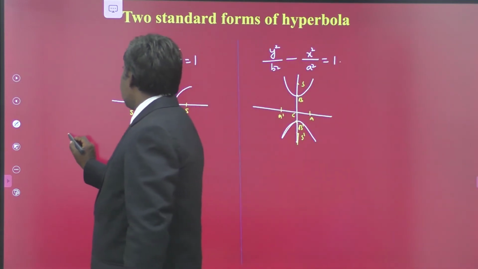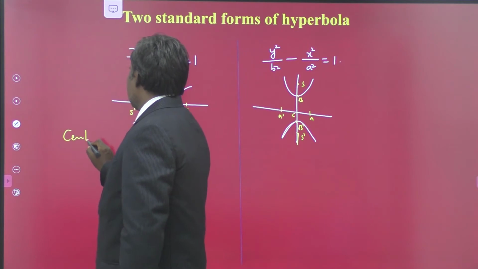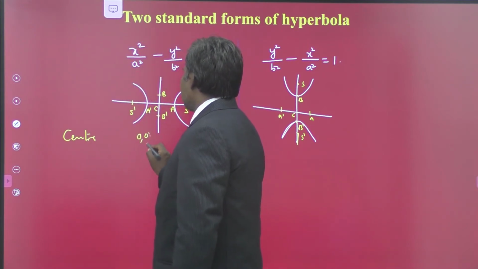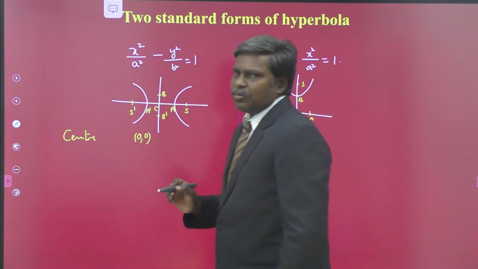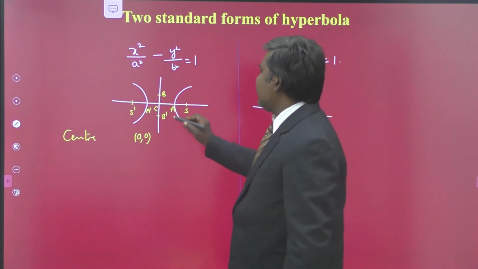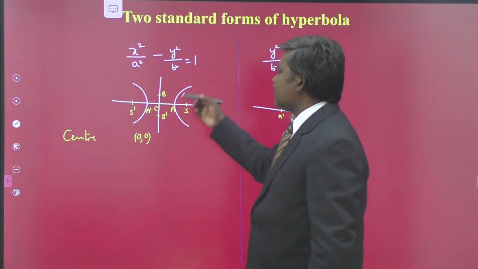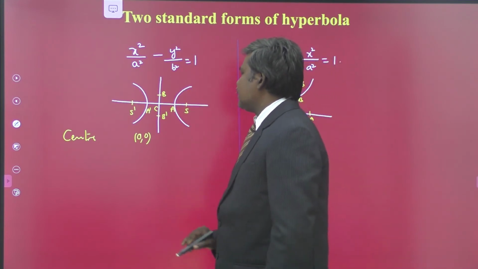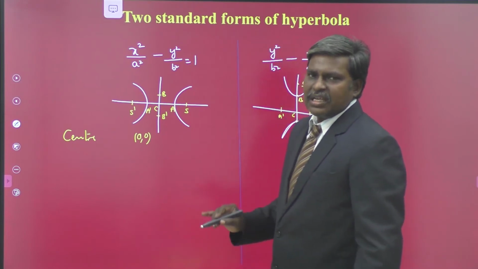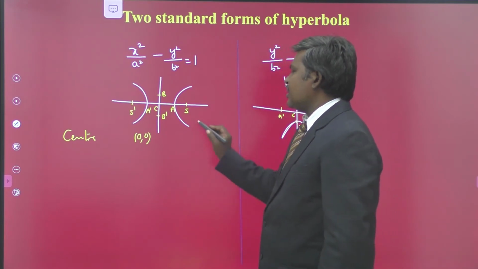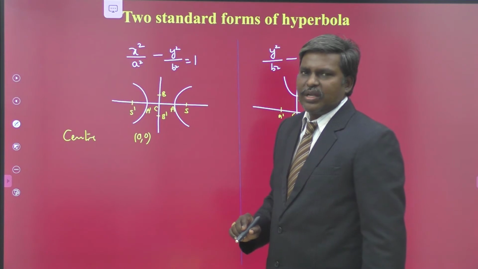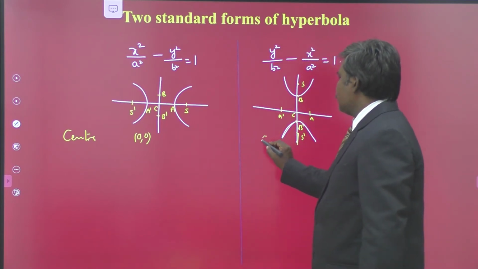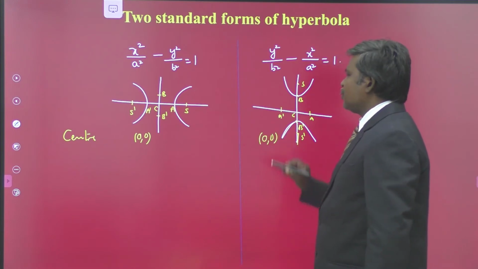Now let us write all these things. What is the center here? Center of the hyperbola is 0, 0, because the curve is symmetric about both the x and y axes, and any chord passing through the center C is bisected by C. So we take the center of the hyperbola as 0, 0. In the same manner, in the ellipse also, the center of the ellipse x square by a square plus y square by b square equal to 1 is 0, 0. Here also the center is 0, 0.